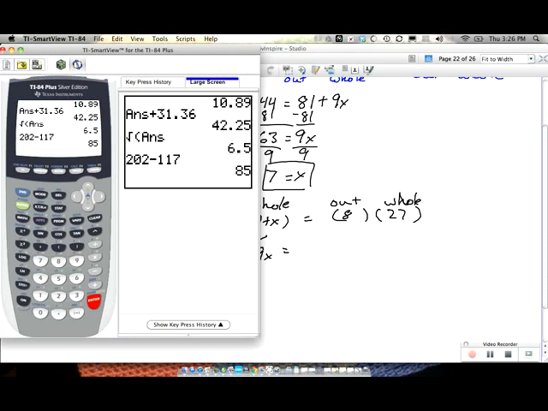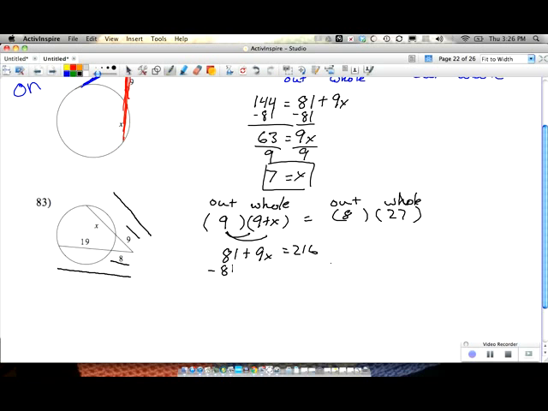How many times is 9 going to 135? That's kind of crazy. I think it's going to be 15, but let's just double check just to make sure. 9 goes into 13 once. And we have a remainder 4. 9 goes into 45 5 times. So it's x equals 15.